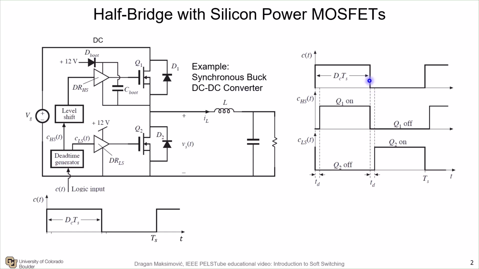The control waveforms for the half bridge are shown on the right hand side. You have a pulse width modulated control signal C. That control signal is split into two non-overlapping control signals for the main control FET Q1 and the synchronous rectifier Q2. And between the two control signals for the two MOSFETs, there are short gaps called dead times that ensure that we never have a cross conduction or simultaneous conduction between these two devices. We will be talking about the half bridge with silicon power MOSFETs, but really the same discussion, or very similar discussion, holds for other device types.